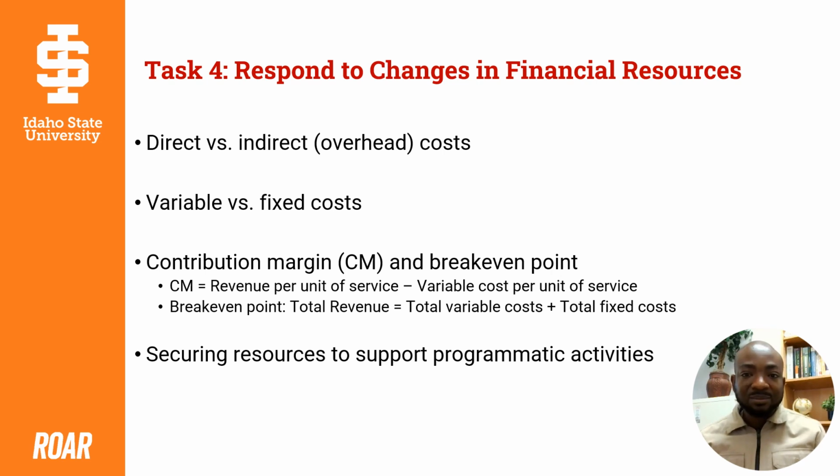But is the program generating enough money to also cover its fixed costs? And that's another important question. And this is what brings us to what is called the break-even point. The break-even point is calculated as total variable cost plus total fixed costs. So if the program's total revenue is less than the sum of the program's total variable and total fixed costs, then the program is not breaking even, and that means it's losing money. And so algebra can be used to calculate how many units of service must be provided to cover a program's fixed costs in order to break even.